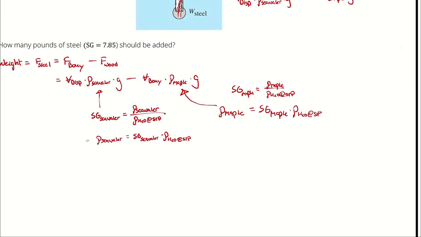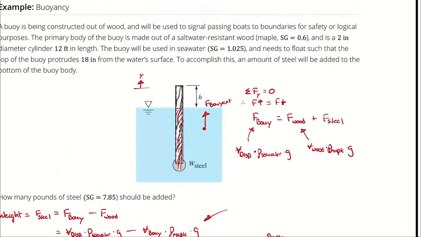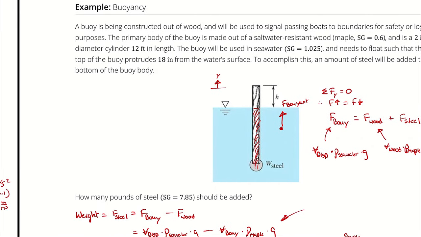So neat thing about this, you know how pretty much every problem so far, we've been assuming that the water is at standard temperature and pressure? We don't even have to assume that here, because that's how our specific gravities are defined. So we can use that same density without that assumption. Isn't that neat? That's pretty neat. We are still assuming standard gravitational acceleration. We could use 9.81 meters per second squared, but since everything else is in imperial, I probably want to use imperial units.